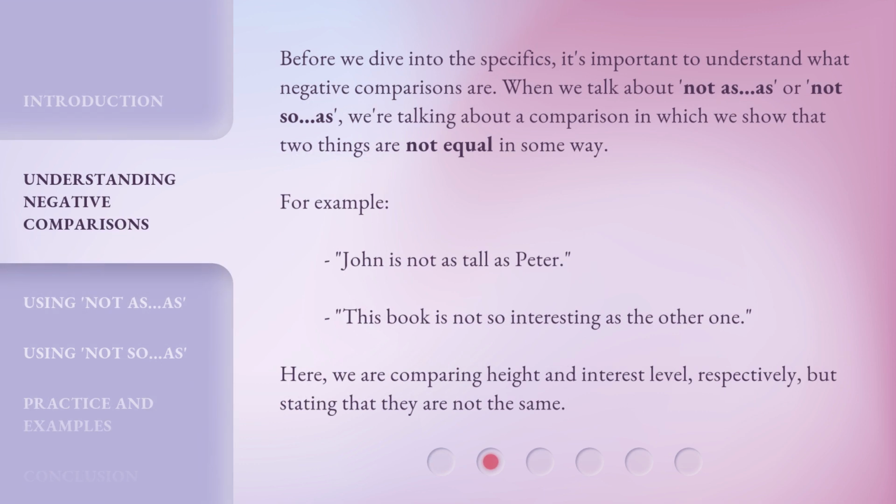Before we dive into the specifics, it's important to understand what negative comparisons are. When we talk about 'not as...as' or 'not so...as', we're talking about a comparison in which we show that two things are not equal in some way. For example, John is not as tall as Peter. This book is not so interesting as the other one. Here, we are comparing height and interest level, respectively, but stating that they are not the same.